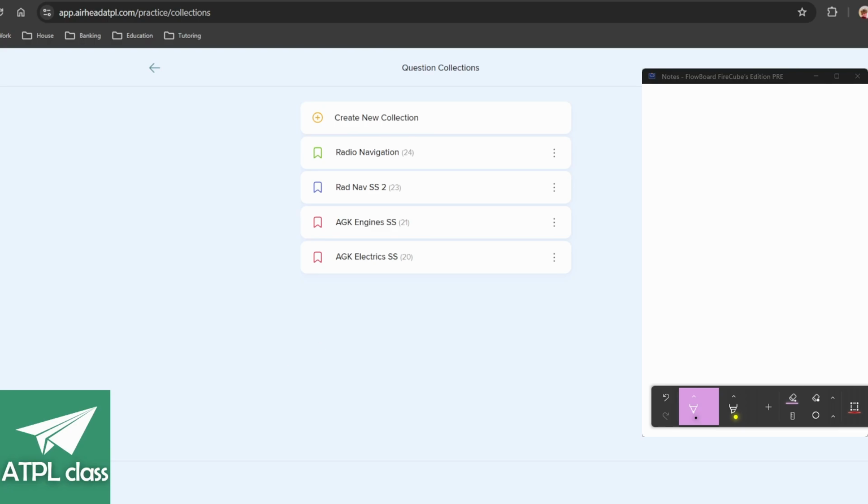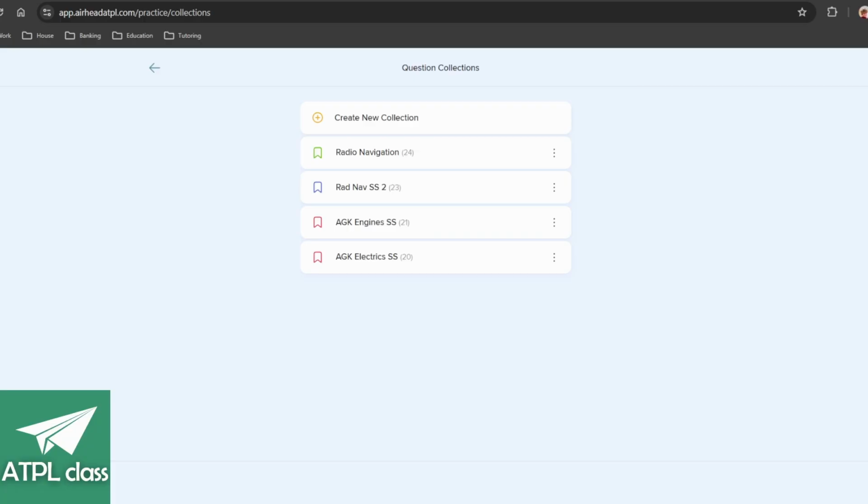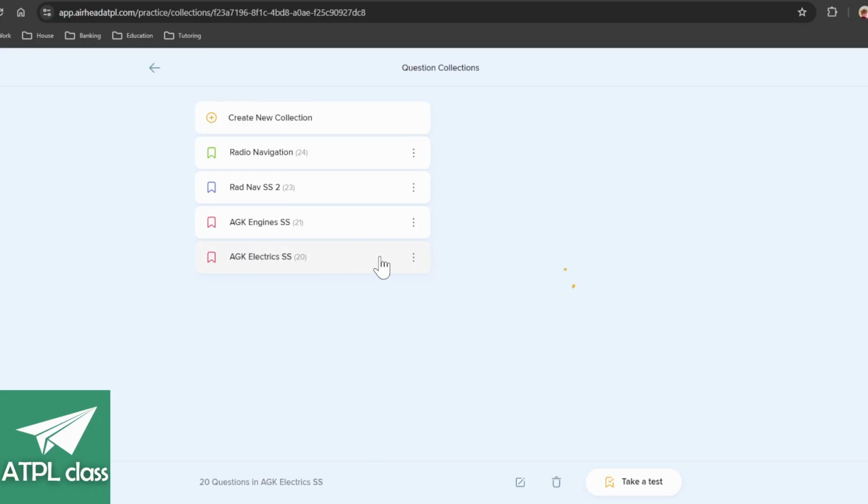Got my little notes app ready to go, should we need anything on the side there, but for now I'll just minimize it and let's get started. AGK Electrics study session.